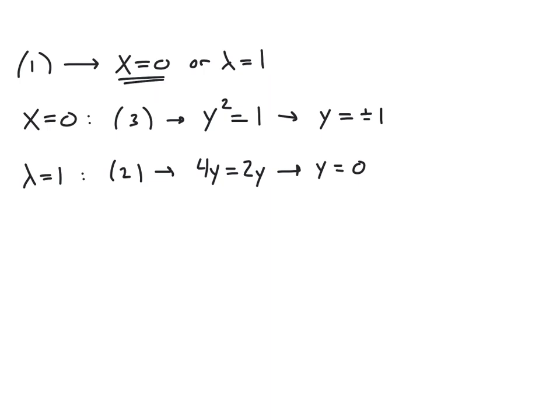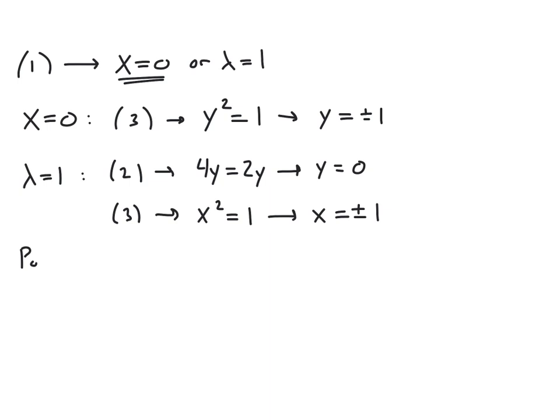Right? Now, if y is equal to 0, we can go down to equation 3. Assuming y is equal to 0, I get x squared equals 1. And thus, x is plus or minus 1. Right? And so we've just found a variety of potential points. We know x is 0 or lambda is 1, and in each of those two cases, we found the values of x and y.